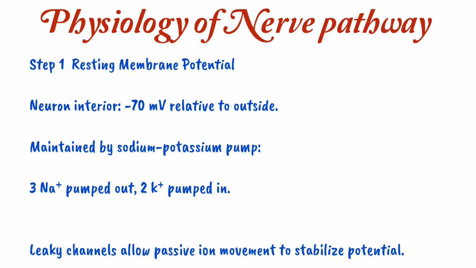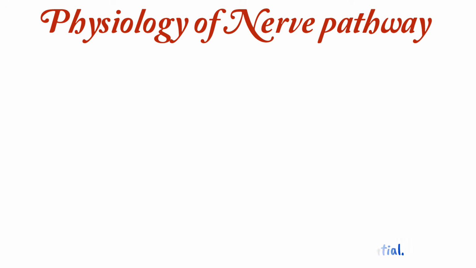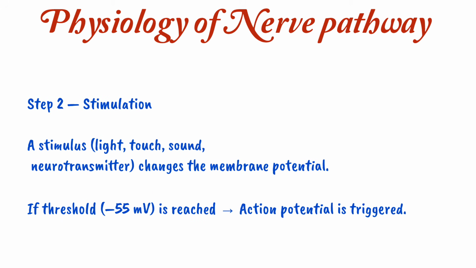So let's start with step 1. Neurons maintain a negative charge inside relative to the outside, about negative 70 millivolts. This is maintained by the sodium-potassium pump, which pumps 3 sodium ions out and 2 potassium ions in, and also by leaky ion channels. Step 2. Stimulation. A stimulus like light, touch, sound, or neurotransmitter release changes the electrical balance. If the charge reaches a threshold, usually around negative 55 millivolts, the neuron fires an action potential.